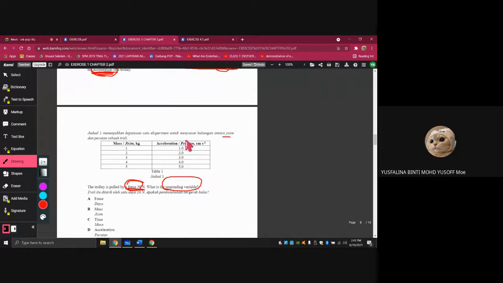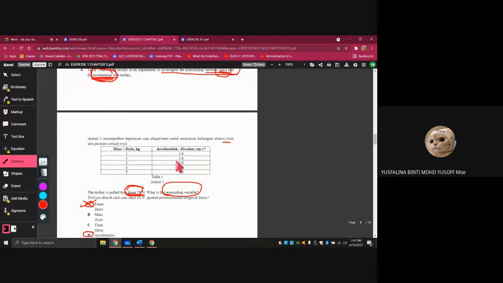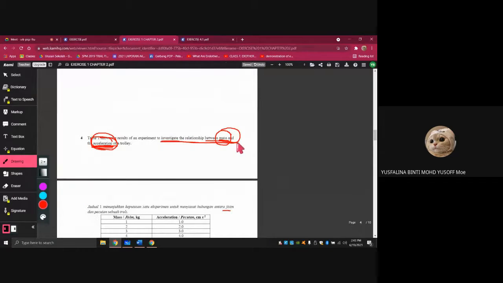I review this one because I noticed some of you put force here. So the answer should be acceleration. Just take the word from the sentence. The answer is in the sentence.